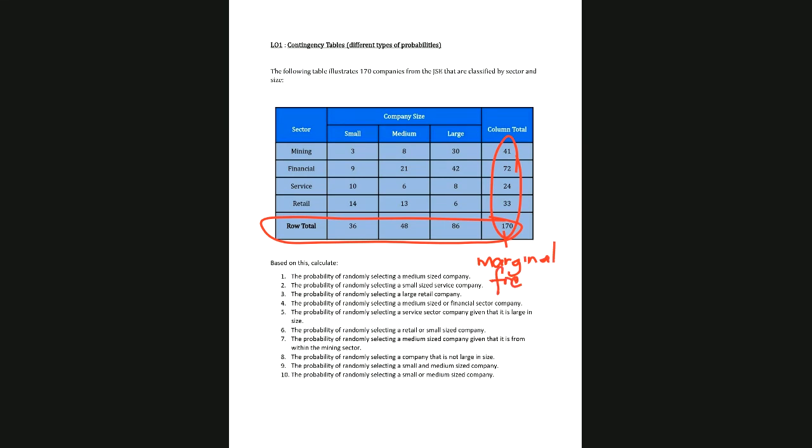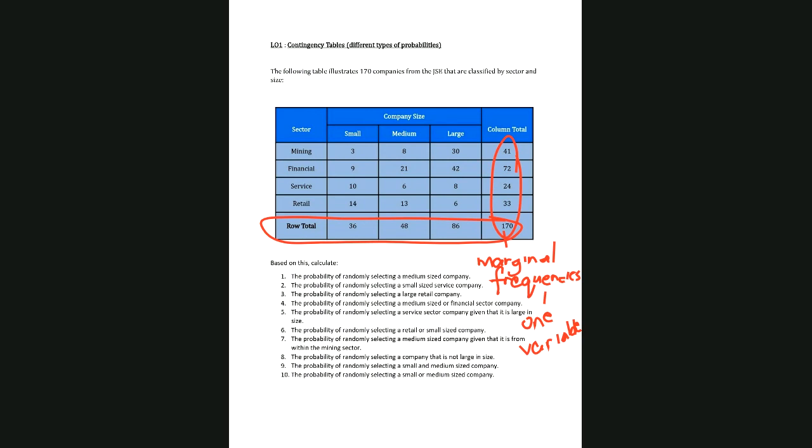Literal to the word marginal, they are saying to you that they are the figures on the outsides of this table, and marginal frequencies explain to you one variable at a time. So they look at the probability of one specific variable occurring at a time.